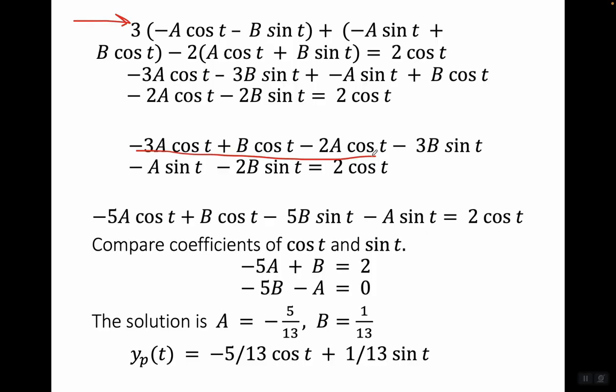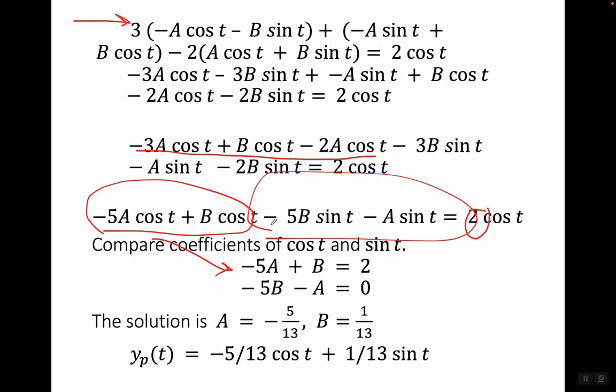Let's compare the coefficients of cosine t and sine t. Notice the coefficient of cosine t on the left side is -5a + b, and the coefficient of cosine t on the right side is 2. So we have -5a + b = 2. On the left side, the coefficient of sine t is -5b - a, and the coefficient of sine t on the right side is just 0, because there is no sine t on the right side. So we have -5b - a = 0.